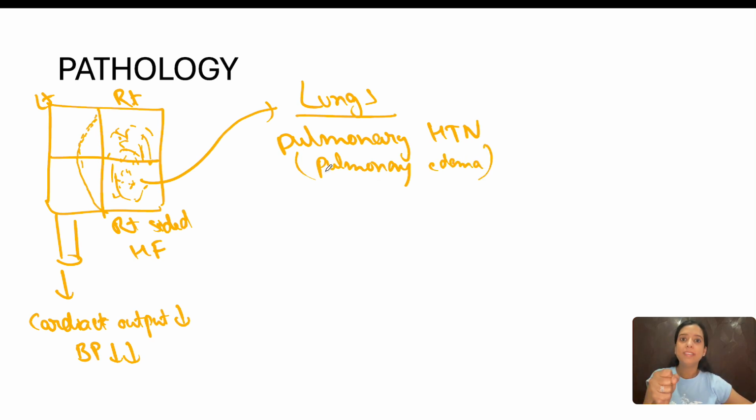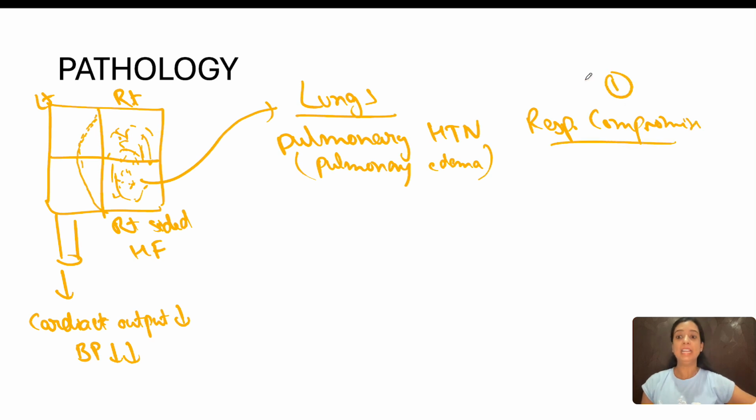Since the vessel pressure is so high and the heart is failing, it will lead to pulmonary edema. So what will the patient have? The patient will have a respiratory compromise. First thing. Second thing is the patient's BP will fall and the cardiac output will be low. So there will be hemodynamic compromise. Third thing. And if the patient is able to survive these two, the third thing happens.